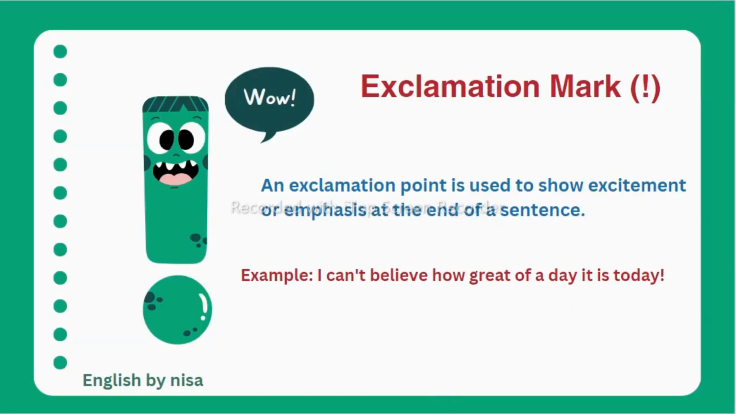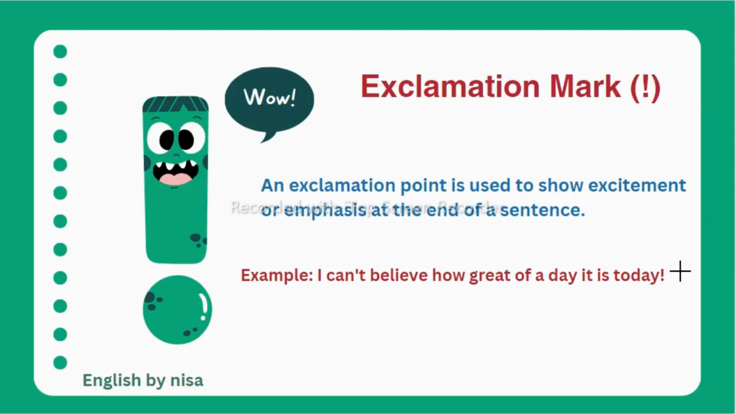Now let's see another punctuation mark, which is the exclamation mark. This exclamation mark we put at the end of a sentence. Like for example, you can see here, I can't believe how great of a day it is today. So here we are showing that excitement, that's why we are putting it here.